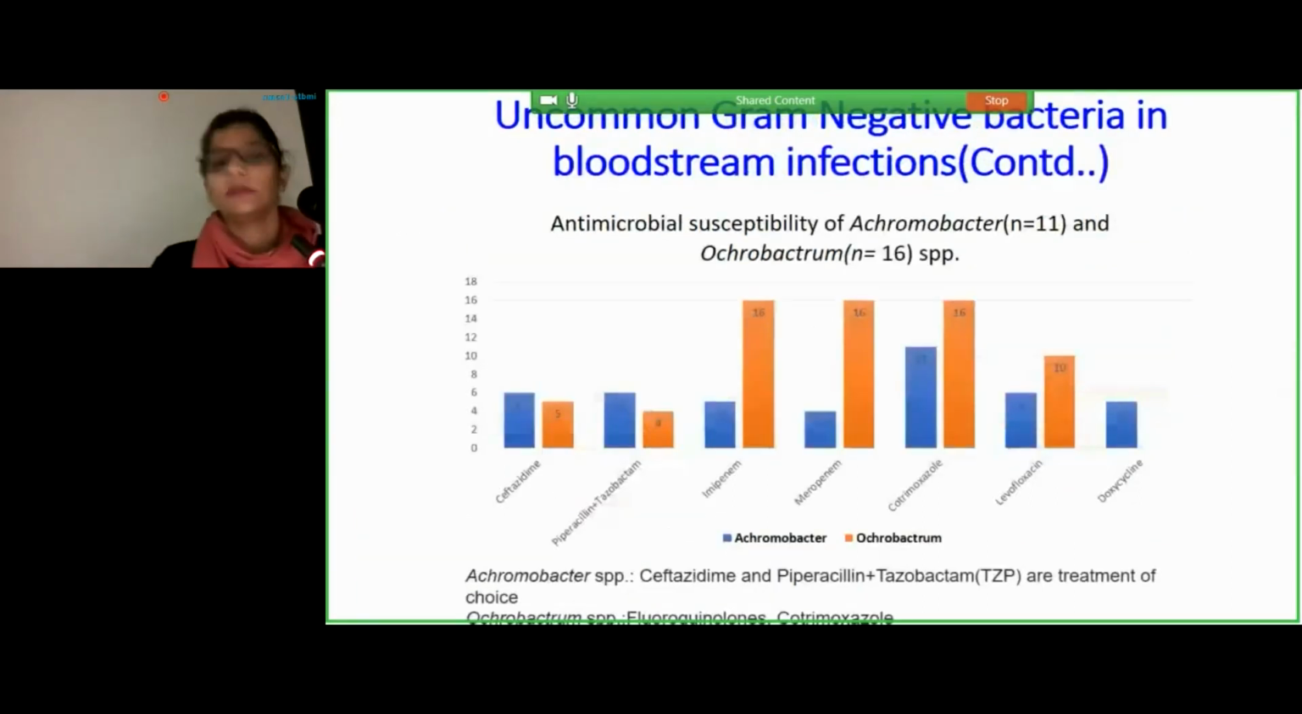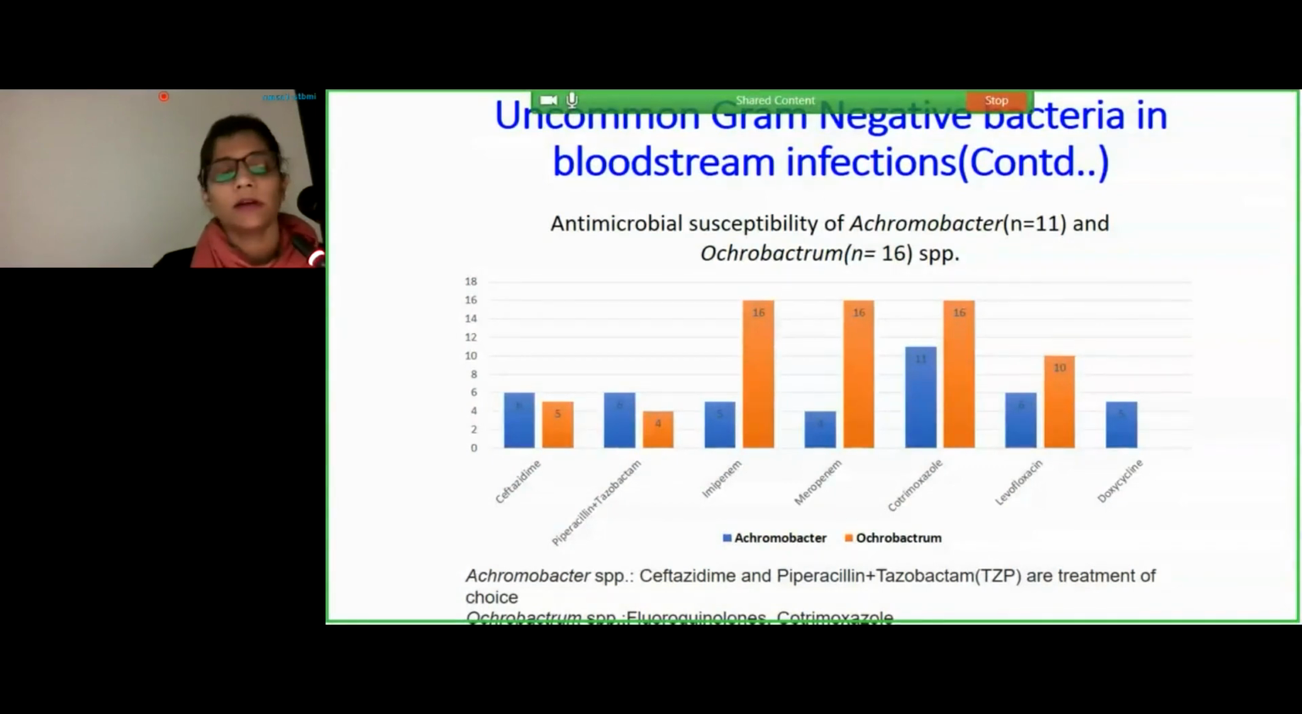We will be looking at the antimicrobial susceptibility patterns of these two together, because the agents which we put up during antimicrobial testing are the same for these patterns. If we look at the blue column, which shows the sensitivity of Achromobacter, out of 11 Achromobacter isolates, maximum sensitivity was seen for cotrimoxazole. All 11 isolates were sensitive, followed by other agents like the piperacillin-tazobactam combination, levofloxacin, and ceftazidime, followed by imipenem and meropenem. So carbapenems are down the line.